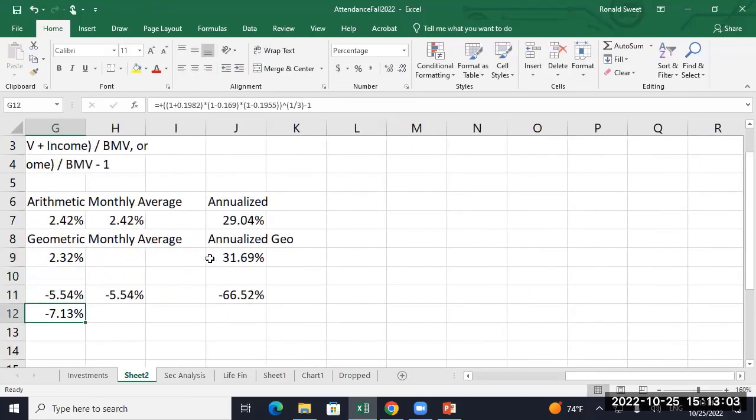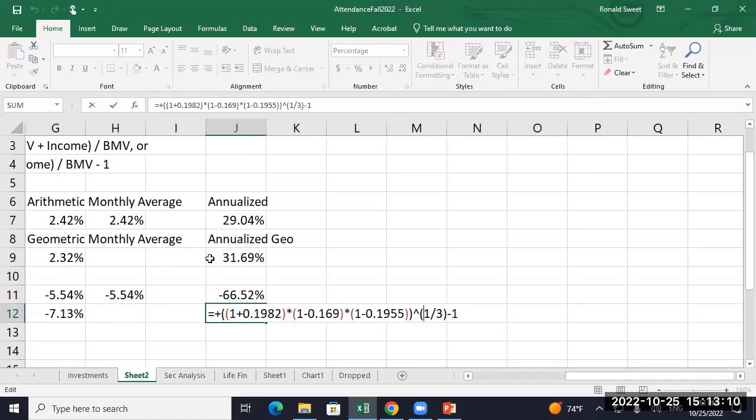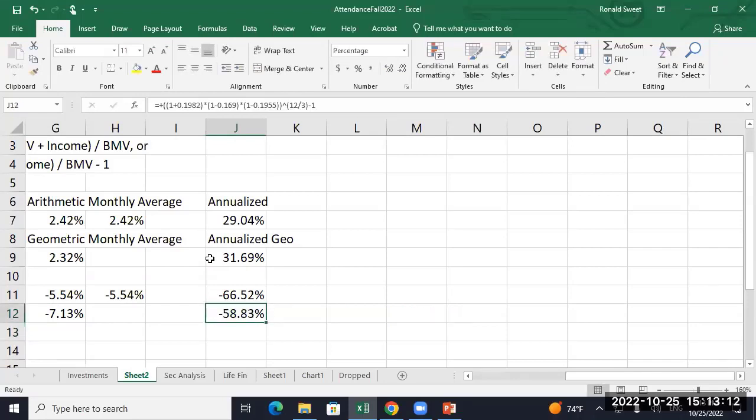Same thing here for NVIDIA, we raise it to the 12th. Now there you can see it's greater as well. So when you annualize it, you'll often get a bigger number geometric than arithmetic, but you can't when you do the monthly.